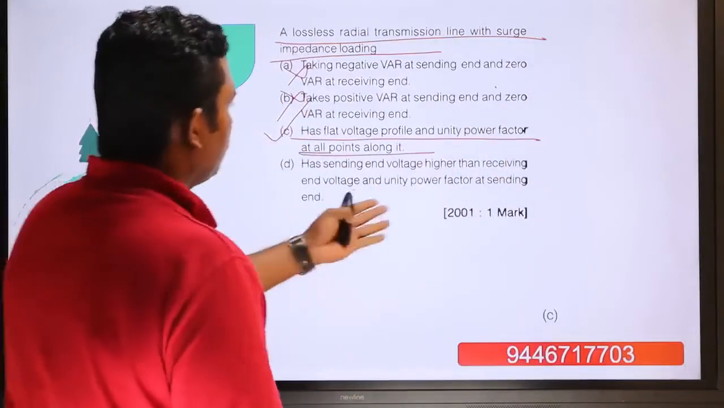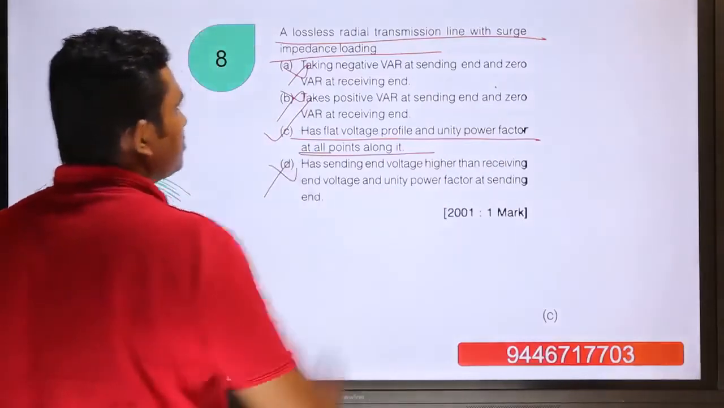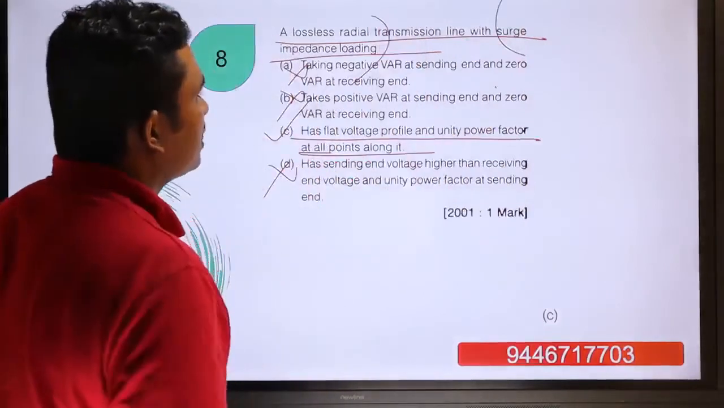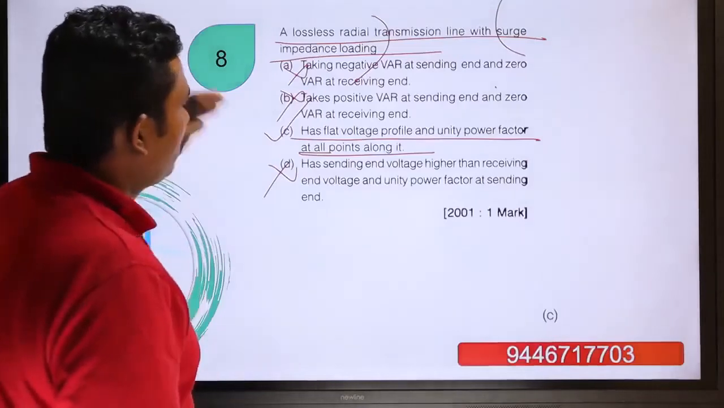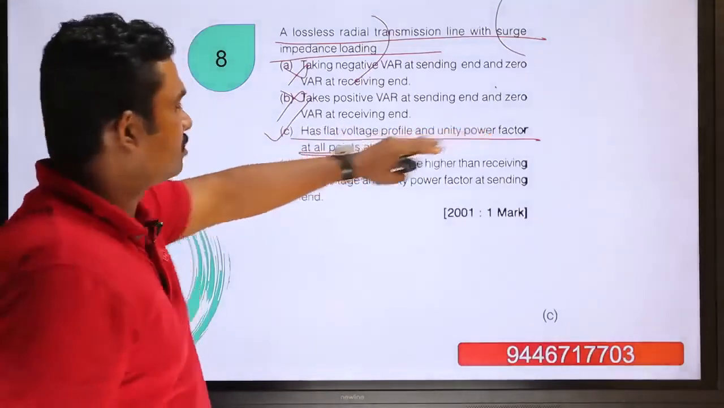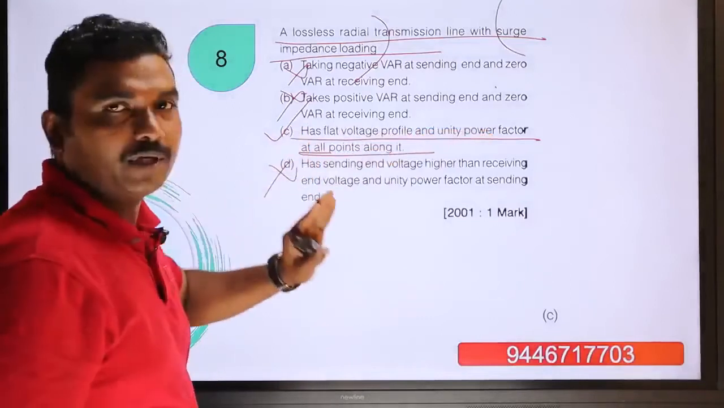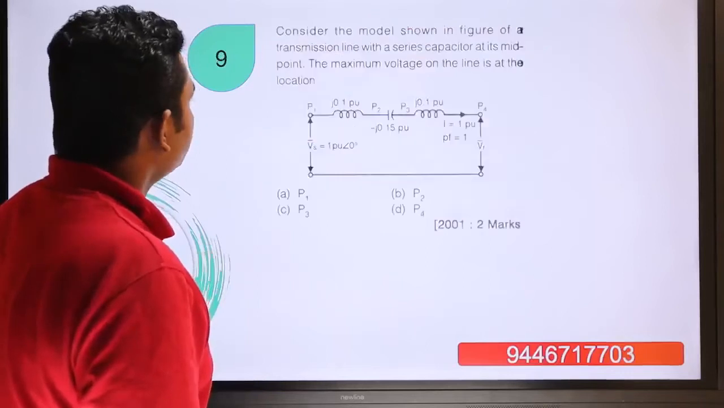It has sending end voltage higher than the receiving end voltage, so it will not happen because the line is maintained at a surge impedance loading. So when a lossless transmission line is maintained at a surge impedance loading, then it will always have a flat, constant voltage profile and unity power factor at any point along the length of the line. So that is the answer for question number 8.